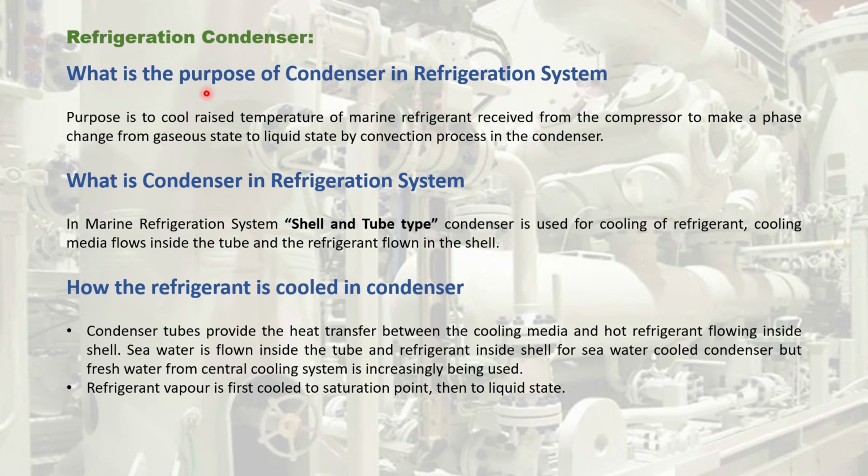Now, what is the purpose of the condenser in a refrigeration system? I have previously mentioned that the compressed refrigerant from the compressor is sent to the condenser for a phase change from gaseous state to liquid state, and this is done by seawater taking away the heat from the compressed refrigerant by the process called convection. Here you can see the purpose is to cool the raised temperature of the marine refrigerant received from the compressor to make a phase change from gaseous state to liquid state.